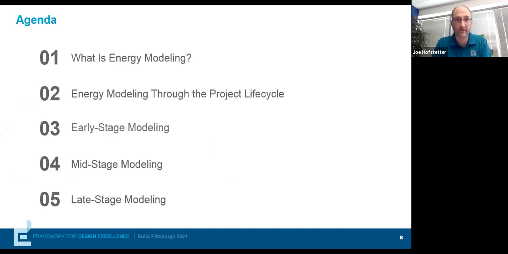So for our agenda today, we're going to hit a little bit about what is energy modeling as it pertains to our discussion today. Getting into some of the specifics and details about what it is, what it's not. We want to talk about energy modeling through the life cycle of the project. And we're going to break that down into an early stage, mid stage, and late stage of the design. So this coincides with the ASHRAE 209 guideline, and we'll explain that in a little bit as well.